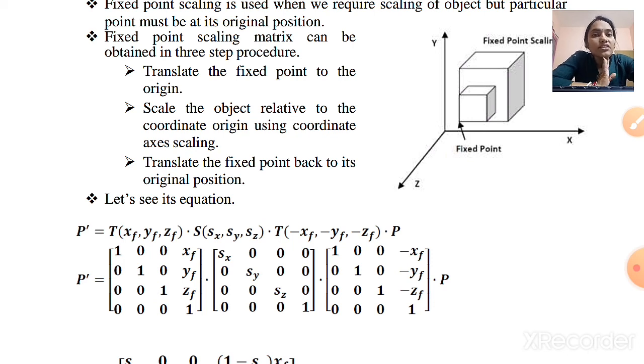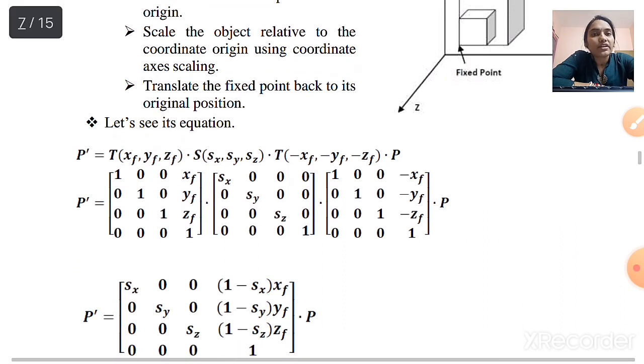So let us see the equation. Here P dash equals T into xf, yf, zf, where T means translation, into S into sx, sy, sz, where S means scaling, into T into minus xf, minus yf, minus zf, which moves the fixed point to the origin, into P, which is your x, y, z original position. That's why we first translate, then scale, then translate back to the original position.